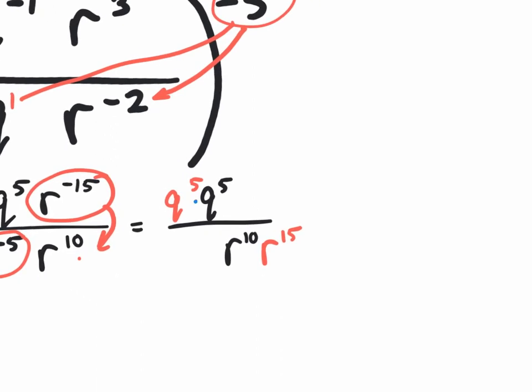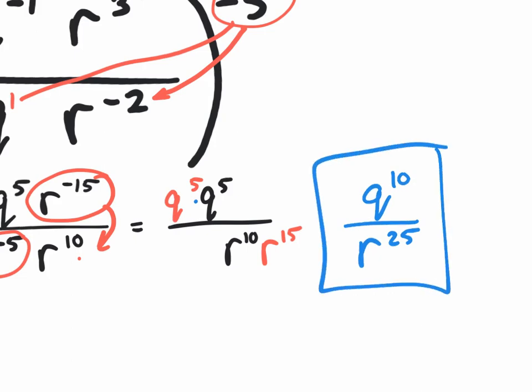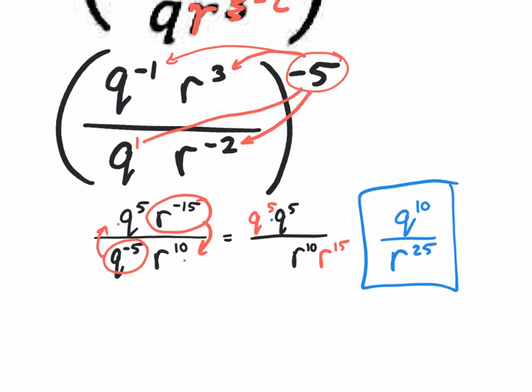So q to the 5th times q to the 5th is q to the 10th. Rule 1 says you add. And r to the 10th times r to the 15th is r to the 25th. You have to add exponents. And ladies and gentlemen, that's your final answer. Q to the 10th over r to the 25th.